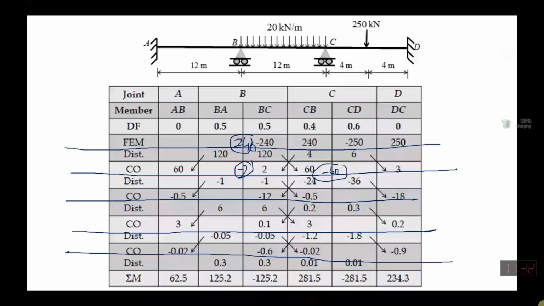But as we see over here, we already have approximately 0 value. So we stop. That's why it is called the method of successive approximations. So we are going with distribution, carryover, distribution, carryover, unlocking, locking, releasing joints. This is how we are solving the question. Is it clear, class?